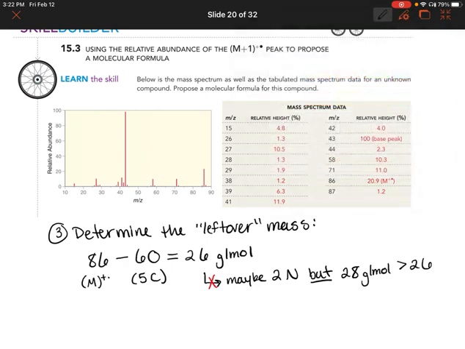So we maybe just have, let's see, we could also have an oxygen potentially. And we could potentially also have hydrogens.